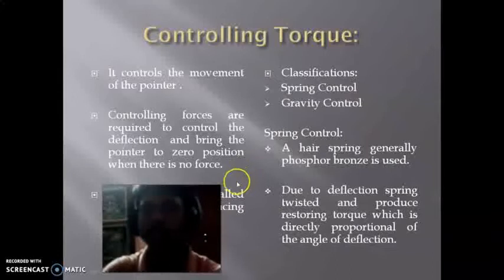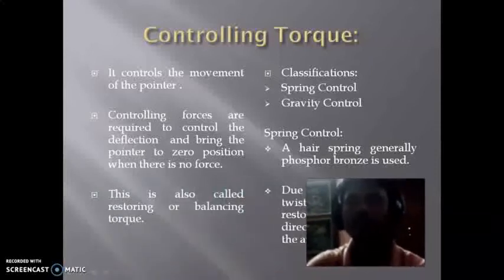Next is the controlling torque. It controls the movement of the pointer. Controlling forces are required to control the deflection and bring the pointer to zero position when there is no force. Now one important thing is that when the pointer is deflected, then we have to bring it back to its previous position. It may be the zero position or any other position. That's why we need the controlling torque.